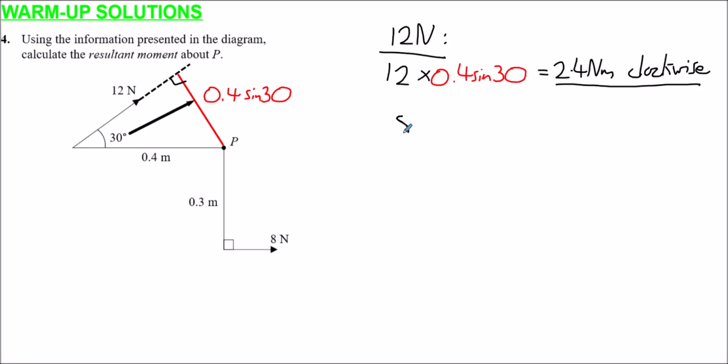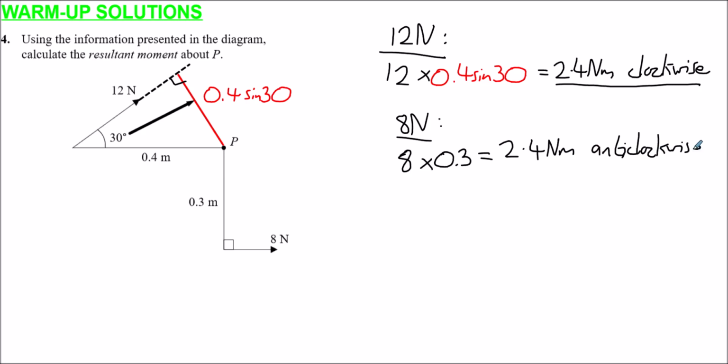Whereas this 8 Newton force will be acting in an anti-clockwise direction. So the moment from the 8 Newton force will be 8 multiplied by its distance from P, which we've already been given as 0.3. 8 multiplied by 0.3 gives us 2.4, that's Newton meters, anti-clockwise. So we have 2.4 Newton meters going clockwise and 2.4 Newton meters going anti-clockwise. Therefore, the resultant moment, because you have equal and opposite magnitude moments, the net moment is 0. 2.4 clockwise and 2.4 anti-clockwise will exactly cancel each other out.